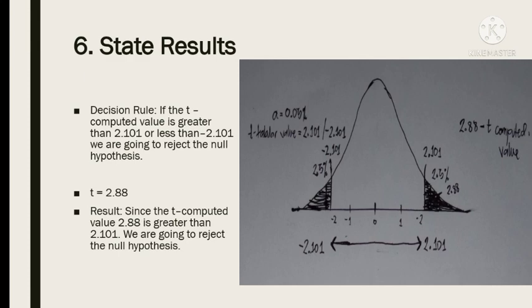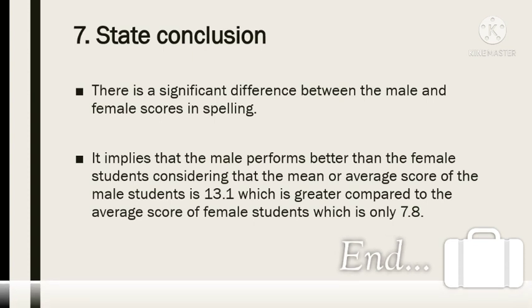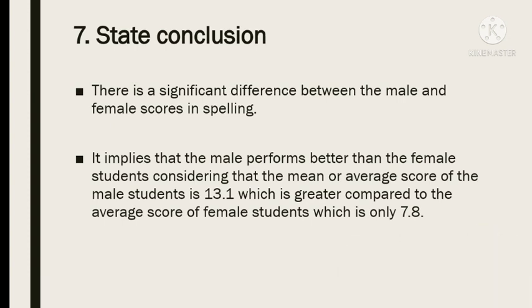So we're going to reject the null hypothesis and accept the research hypothesis, or the alternative hypothesis. Now we're going to have the last step, which is stating the conclusion. We're going to state the conclusion based on the context of the problem statement. So here it is. There is a significant difference between the male and female scores in spelling.